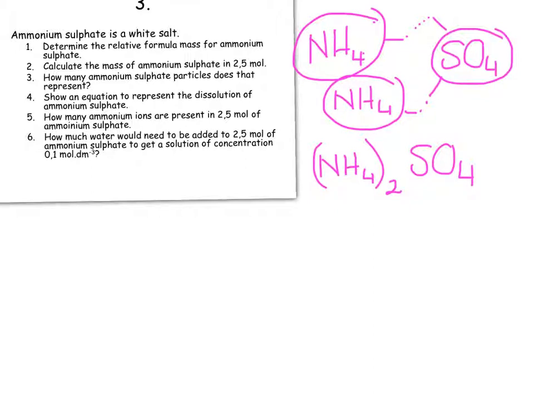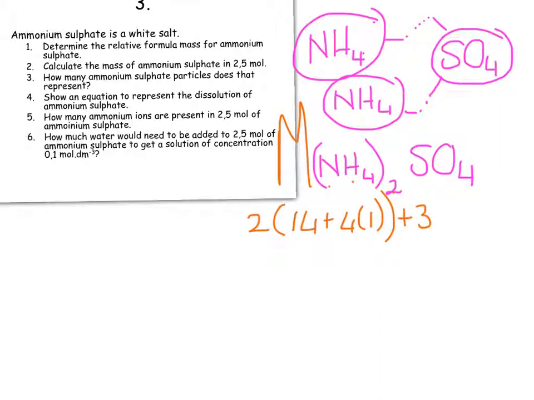Now I can take the trouble to work out the molar mass of that particular substance. So the molar mass, there are going to be 2 nitrogens at 14, 8 hydrogens at 1, 1 sulfur at 32, and 4 oxygens at 16 each. So that is going to turn out to be equal to 2 times 14 plus 8 times 1 plus 32 plus 4 times 16, and I land up in total with 132 grams per mole.